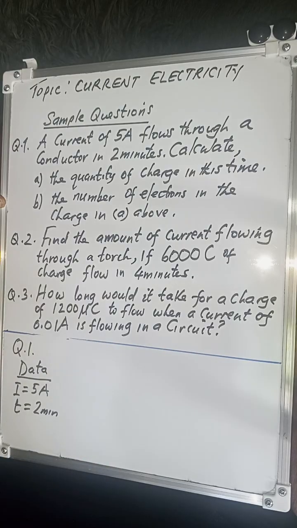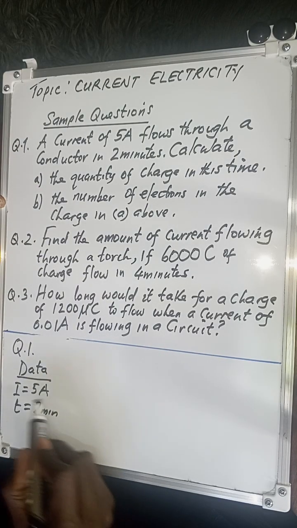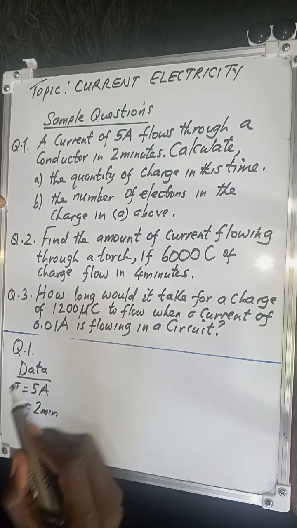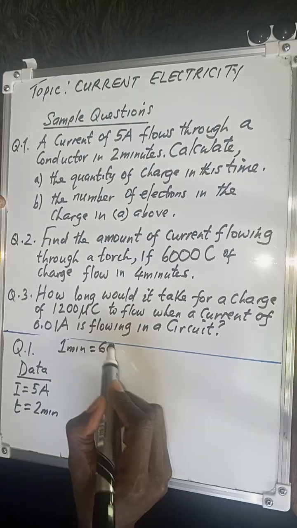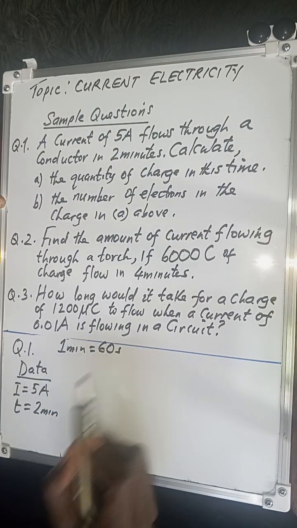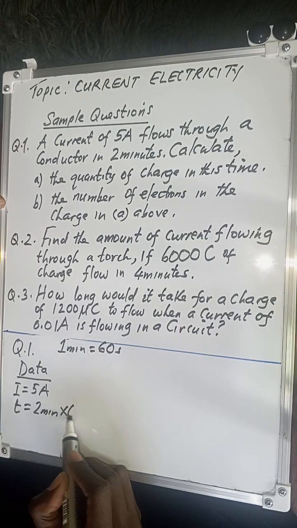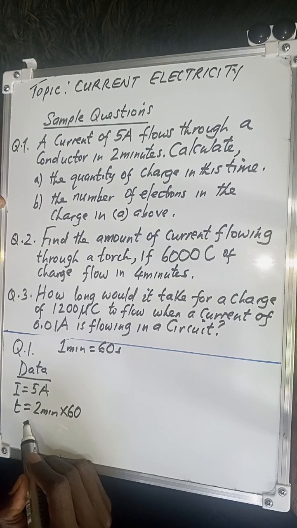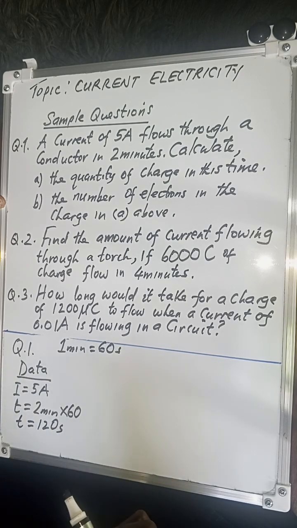But remember, this is not the SI unit for time. The SI unit for time is simply the second. So you need to ensure that you convert, using the conversion 1 minute is equal to 60 seconds. So what about if you have got 2 minutes, then how many seconds? In simple terms, if you are converting minutes to seconds, you just multiply that by 60. So when you multiply that, my time is going to give me 120 seconds.